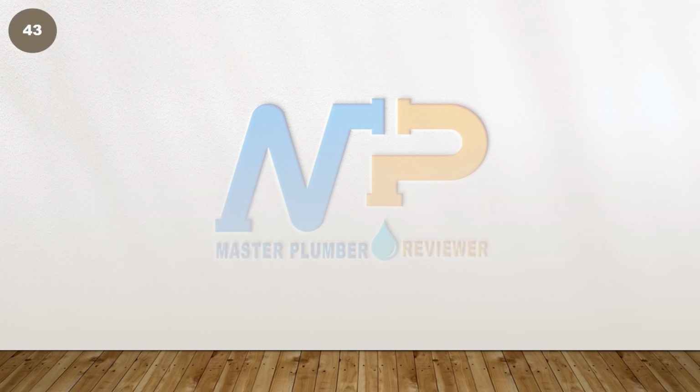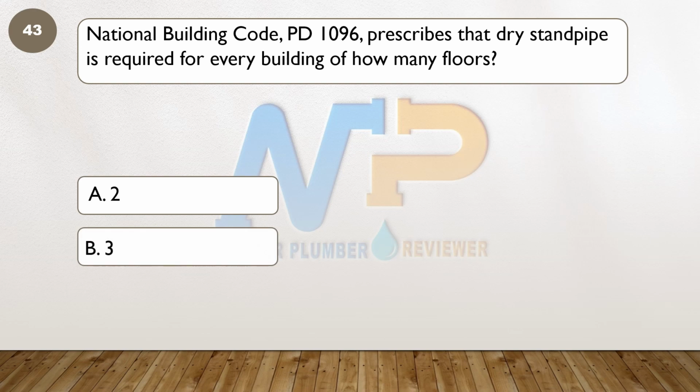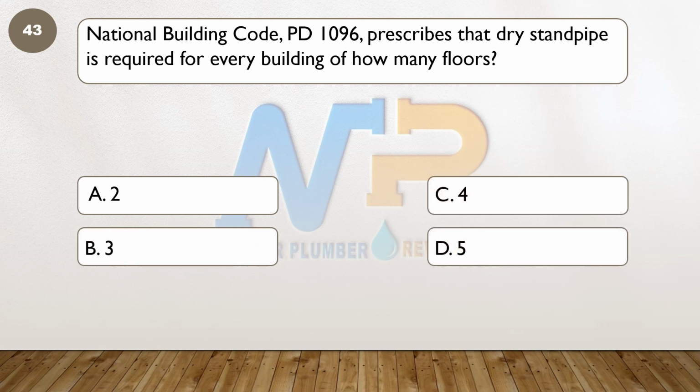Number 43. National Building Code, PD 1096, prescribes that dry standpipe is required for every building of how many floors? A. 2. B. 3. C. 4. D. 5. The answer. It's C. 4.